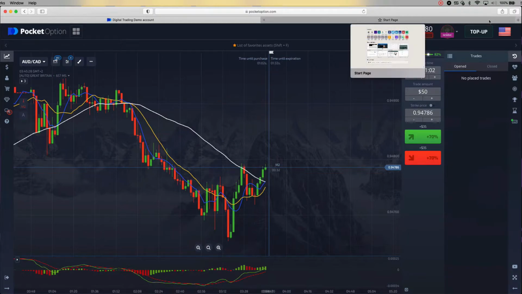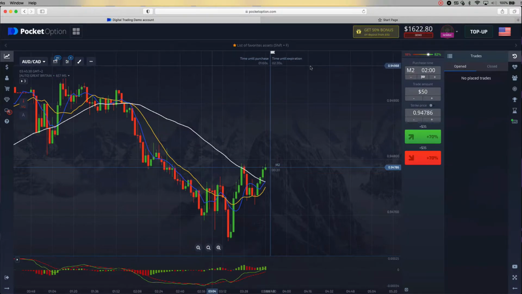So the first thing you want to do is log into your Pocket Option account. It is a free account. Also, the minimum deposit is $50. Anyway, go ahead and log in. You keep your indicators up here. If you don't know what these indicators are, go ahead and watch my last video about the 2-minute strategy. That will show you more about that.